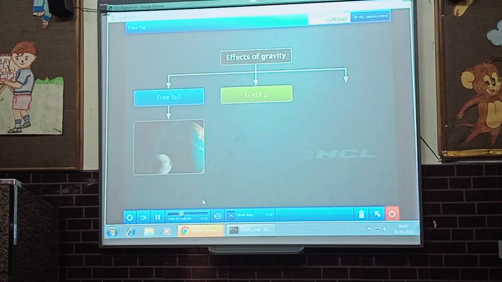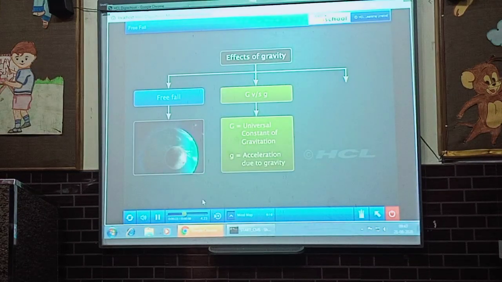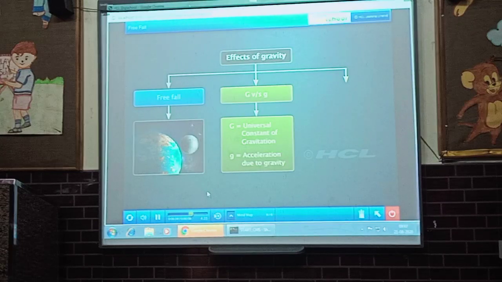Capital G versus small g. During this motion, bodies are accelerating. For Earth, this acceleration due to gravity is denoted by small g, and is different from capital G, which is used to represent the universal constant of gravitation.